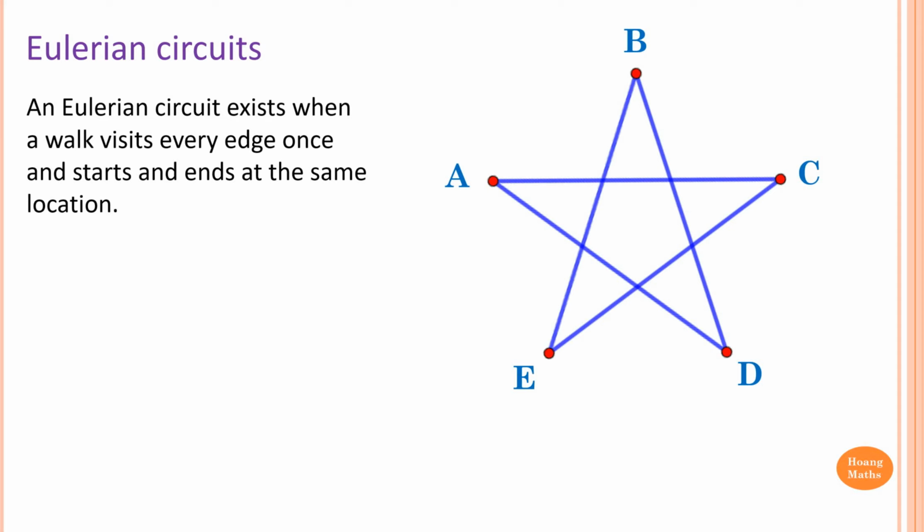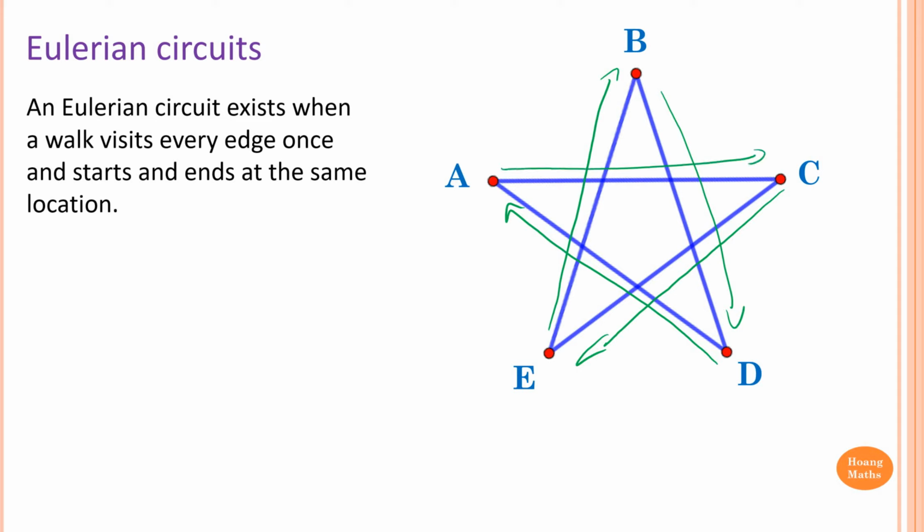Let's say I start at C and travel to E, and from E I go to B, from B to D, from D to I, from I to C. So I start at C and I end at C, which is an Eulerian circuit.